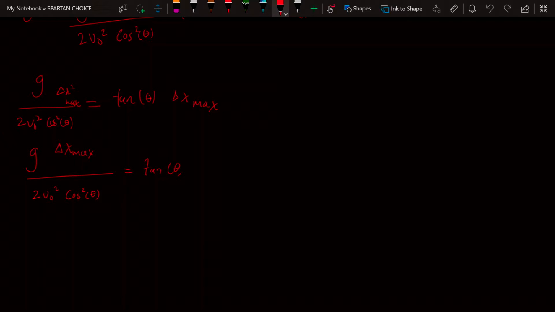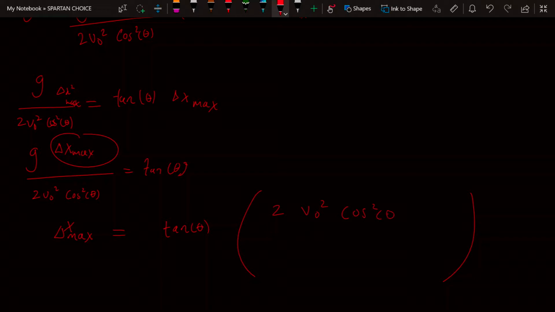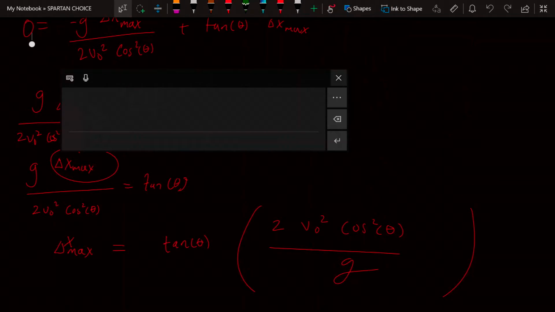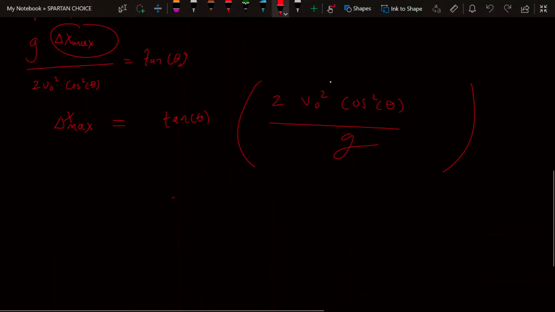We divided this on both sides. This goes from squared to this. Now we want to try to find this. Let's multiply by the reciprocal of the weird fraction. We get tangent theta multiplied by 2v0 squared cosine squared over g, right? Now let's simplify. First of all, what is tangent equal to? Tangent is just sine over cosine, right? Here we go, sine over cosine.